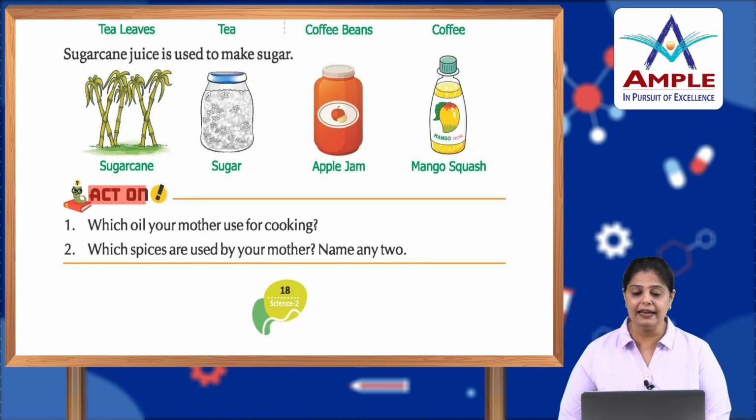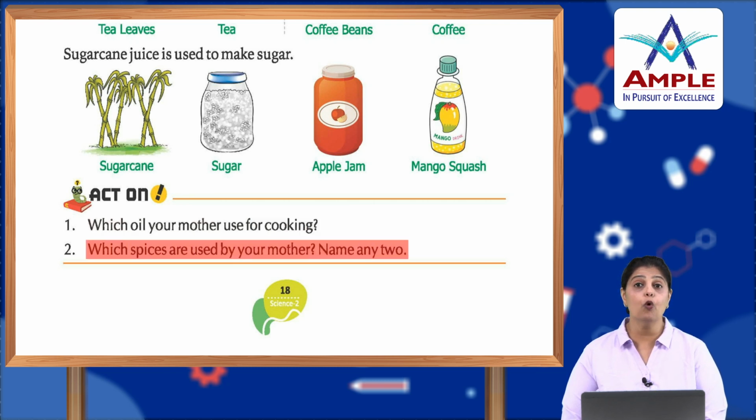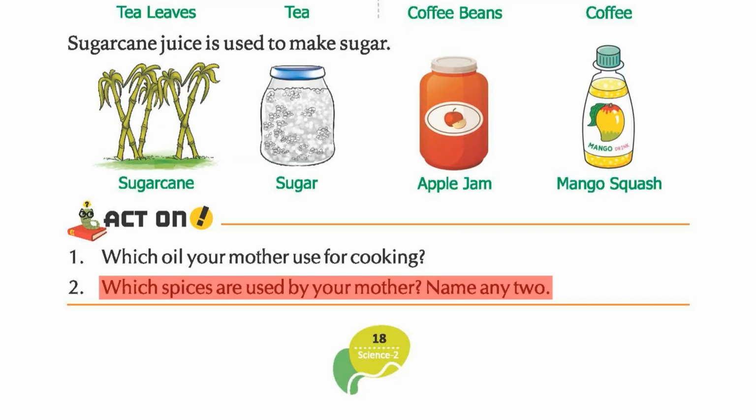Now, act on. Which oil does your mother use for cooking? Which spices are used by your mother? Name any two. So now you have to go home and ask your mother which type of oil she uses for cooking. Does she use groundnut oil or mustard oil, okay? And then also tell us about the different spices that she uses in the food that she prepares, okay?